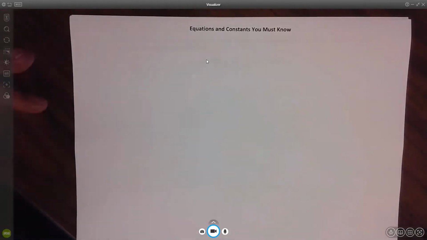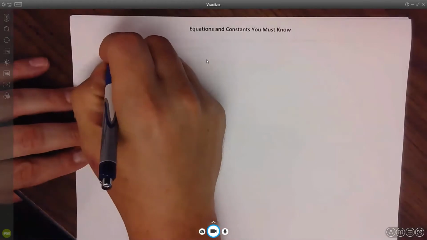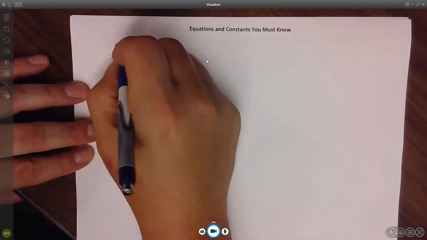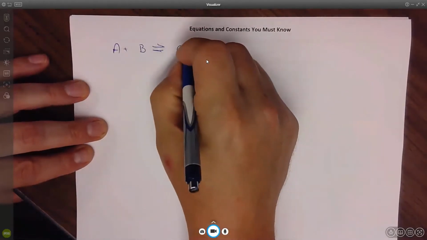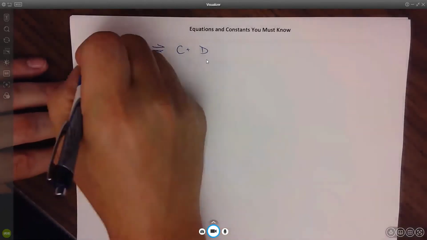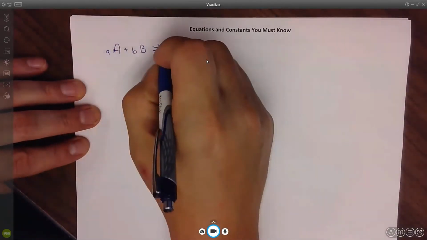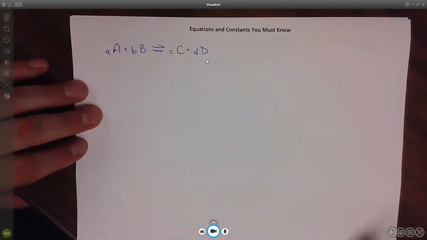So we're talking about equilibrium. If we have some generic reaction, so we have A reacting with B in equilibrium to form some products, C and D, we have the balanced equation where the coefficients are represented by the lowercase letters for each of the reactants and products.